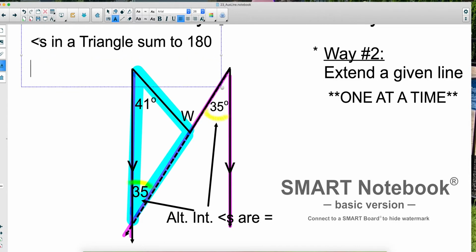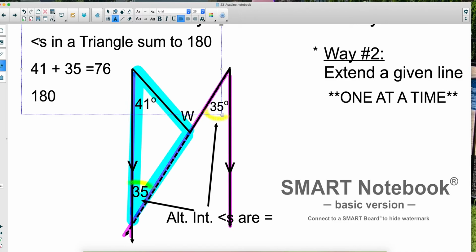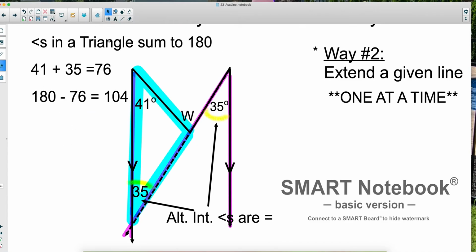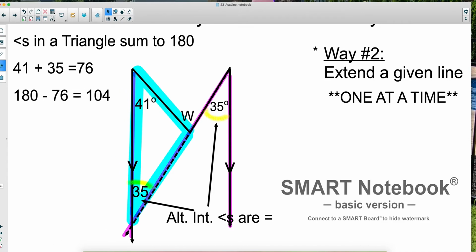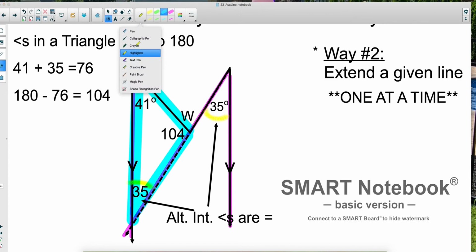So I'm going to put angles in a triangle sum to 180. That means I have the 41 and the 35, which is 76. Right? And then I take that away from 180. And I get 104. Okay, so now the remaining angle of my triangle is 104.